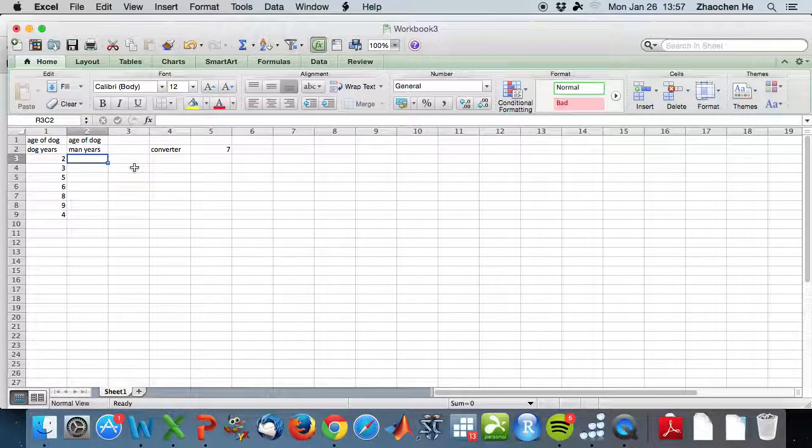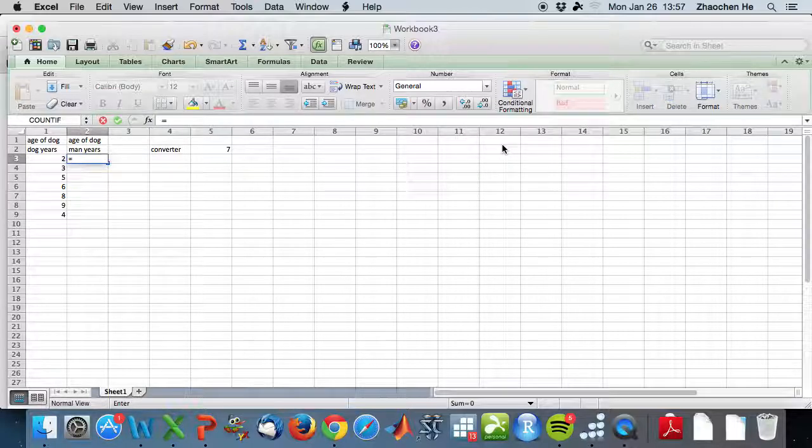And you know the formula to convert dog years to man years is you multiply by 7, because dogs age at 7 times the rate of humans. So what I have here is that number, as I don't want to have to plug that into the formula each time. That conversion between dog years and man years is just equal to 7. I have it here as a cell. So how do I convert?